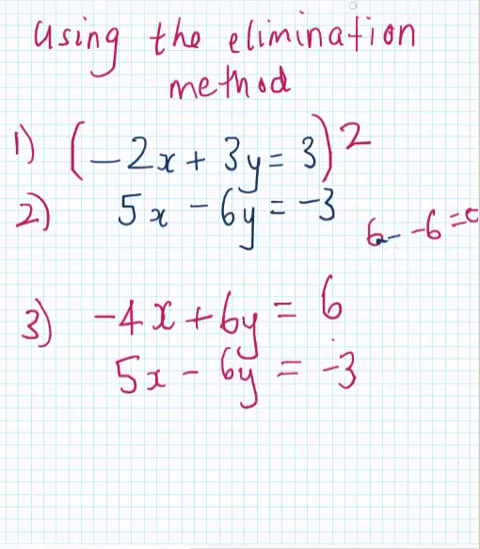So you can see that a negative and negative will make a positive. If I subtract these, I'll end up with 6 plus 6, which doesn't give me 0.